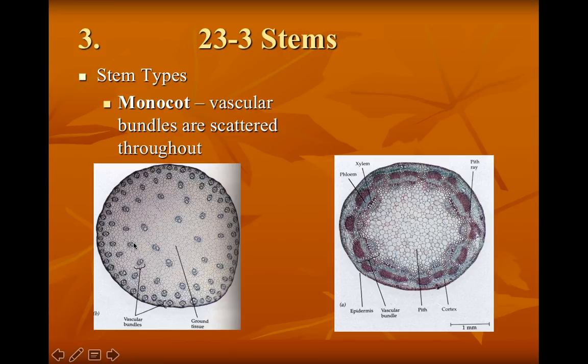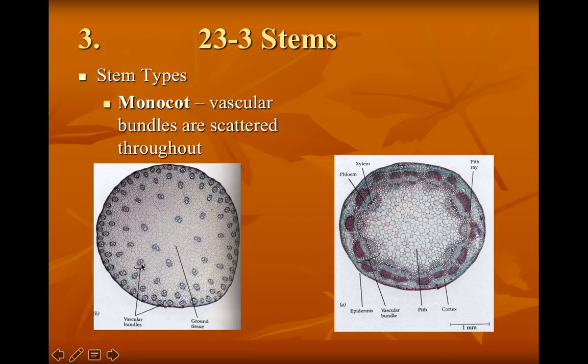But vascular bundles, I know I don't have it listed on here, but if you look very closely, there are two different colors that you're seeing. I know it's a little hard to see, but there's red and green. That's because there are two different types of tissue in a vascular bundle.